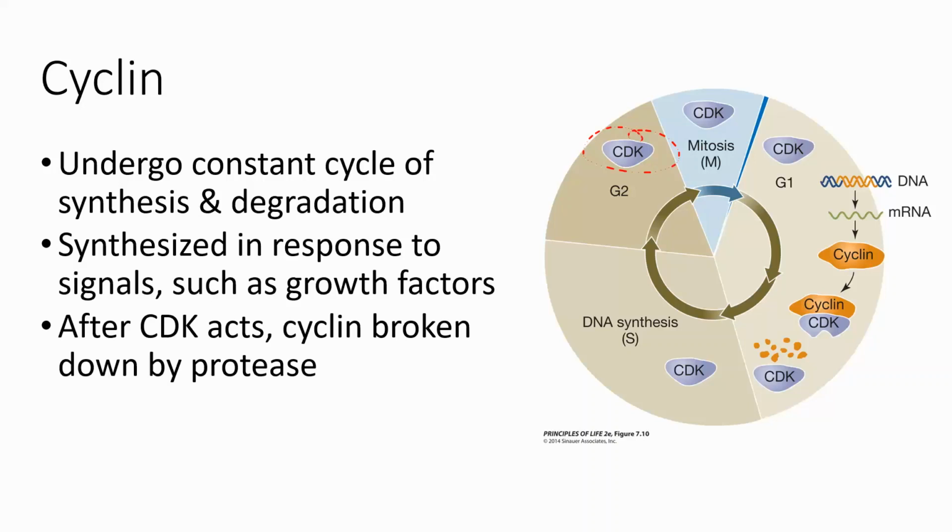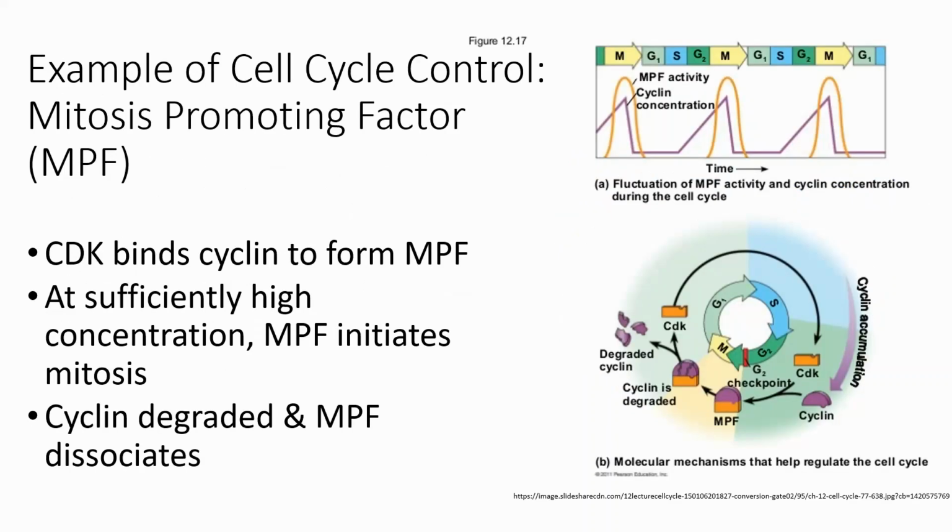After the CDK is done moving you on to the next stage of the cell cycle, then cyclin is broken down by enzymes until you get to the same point in the next cell cycle. One of the well-studied examples of this is mitosis promoting factor, or MPF. This is what ends up passing you through the G2 checkpoint, and it's named the way it is because it promotes mitosis. So when this is available in the cell, it's going to trigger the cell to move on to mitosis.